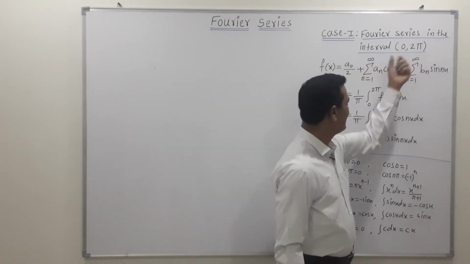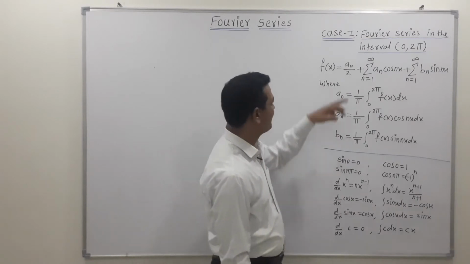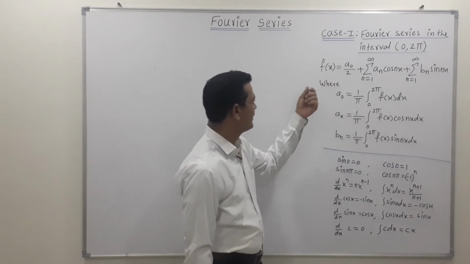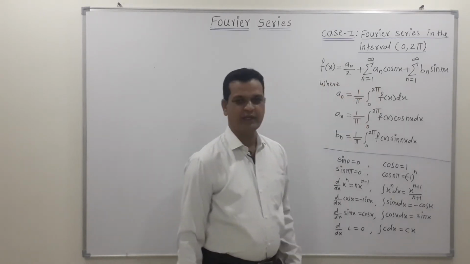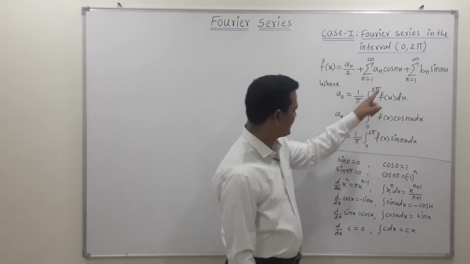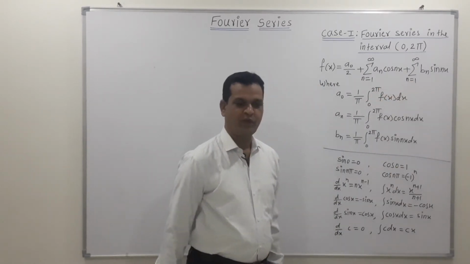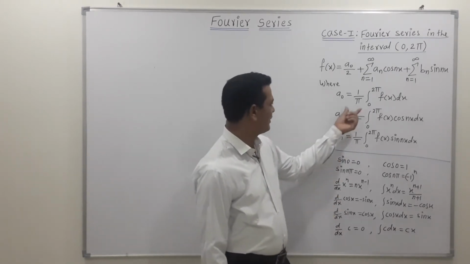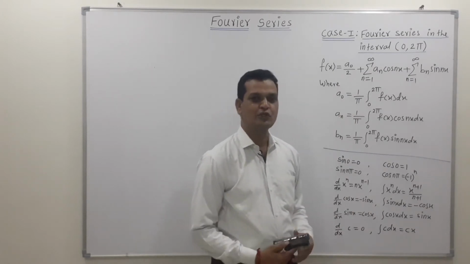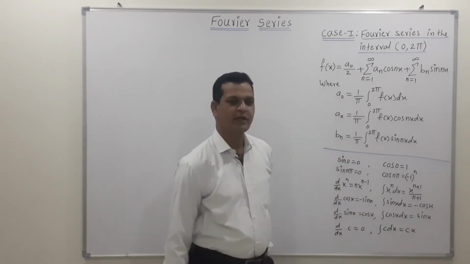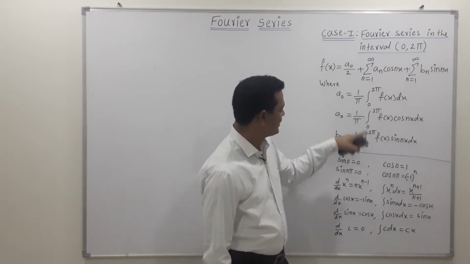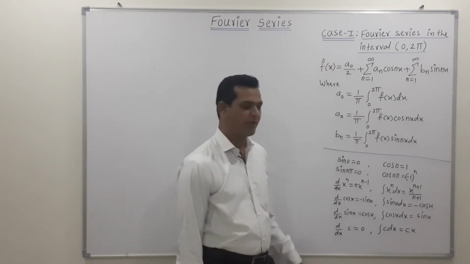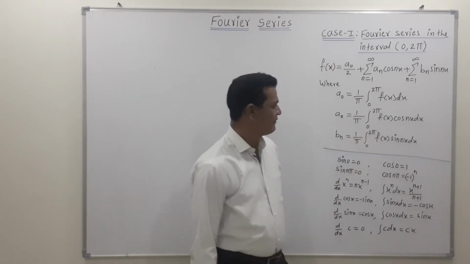Here the value of the interval is 0 to 2 pi. Whenever the value of the interval is 0 to 2 pi, the definition of Fourier series is f of x is equal to a naught by 2 plus summation a n cos of nx, n goes from 1 to infinity, plus summation bn sin of nx, n again from 1 to infinity, where the value of a naught is calculated by the formula 1 upon pi integration 0 to 2 pi f of x dx. A n is calculated by the formula 1 upon pi integration 0 to 2 pi f of x cos of nx dx, and bn is calculated as 1 upon pi integration 0 to 2 pi f of x sin of nx dx.